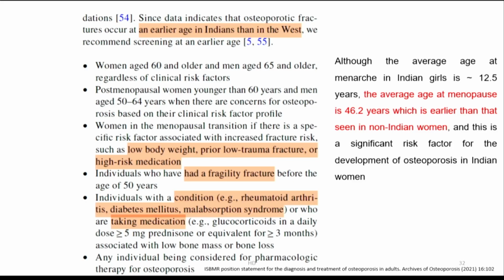Now coming on to postmenopausal females younger than 60 years or men younger than 65 years. In those also you can do DEXA scan if there are other clinical risk factors such as low body weight, prior low trauma fracture history, or if there is history of high risk medications such as glucocorticoids. Individuals who have had a fragility fracture before age of 50 years should also be advised DEXA, or those with secondary conditions such as rheumatoid arthritis, diabetes, or taking medications such as steroids. So these are the indications to do DEXA scan in our routine practice.